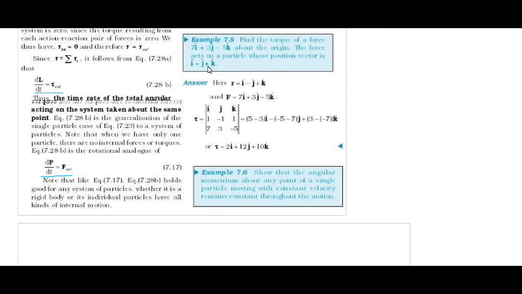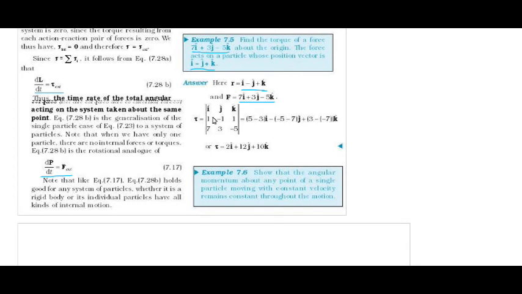So let us solve one example. 7.5, find the torque of the force about the origin. The force acts on the particle whose position vector is given. So position vector and force are given. In step 1, we write the values which are known to us and given in the sum, R and F values.